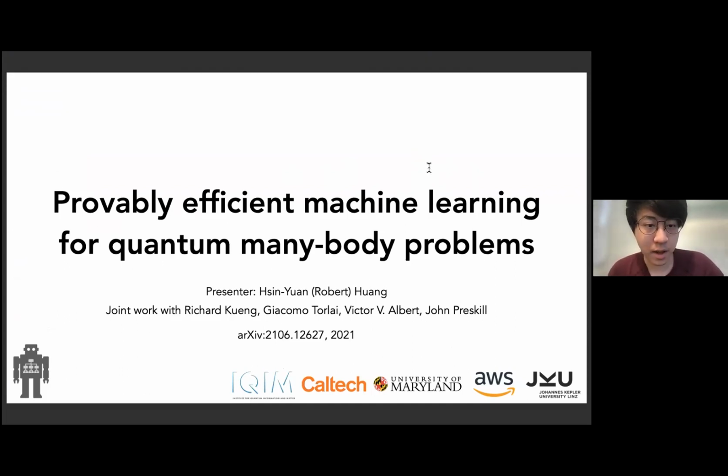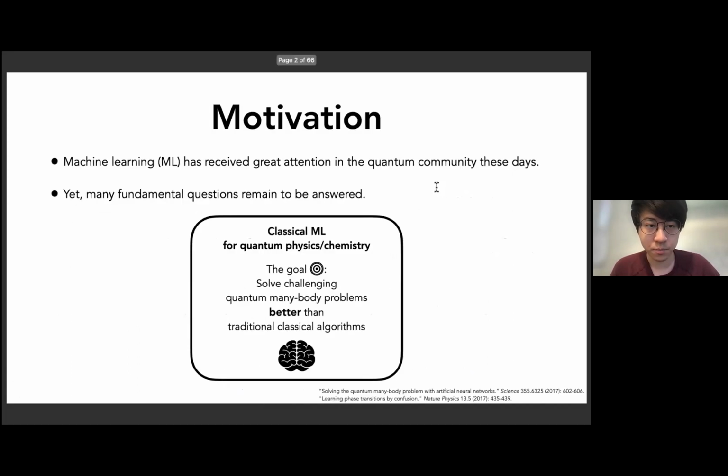My name is Robert, and today I'll be talking about provably efficient machine learning for quantum many-body problems. This is a joint work with Richard Kueng, Giacomo Torlai, Victor Albert, and John Preskill. So recently, machine learning has received a lot of attention in the quantum community. In particular, one of the goals in applying classical ML for quantum physics and chemistry is to be able to solve challenging quantum many-body problems using machine learning and hopefully yield solutions better than traditional classical algorithms.